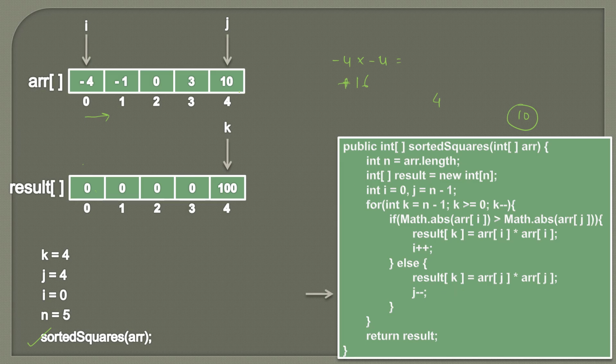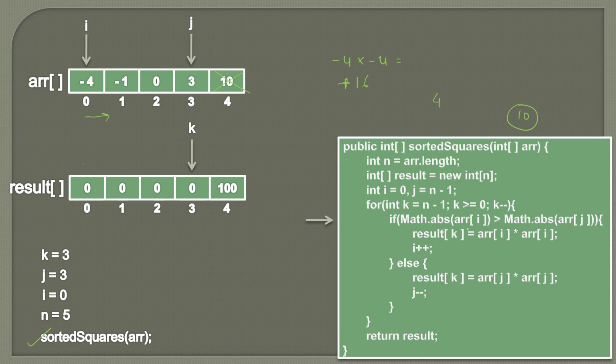Now after placing it, we know that we have used this value, so we'll simply decrement j. So j becomes 3. Now we'll simply decrement k because we have used this place, and k is still greater than or equal to 0. So friends, here you can see the importance of doing math.absolute. We are actually discarding these negative signs, and as the array is sorted, we are comparing the extremities of the ith and jth index, and whichever is the greater number, that square will come directly here.